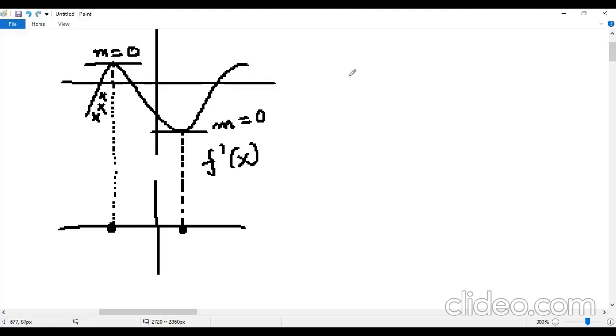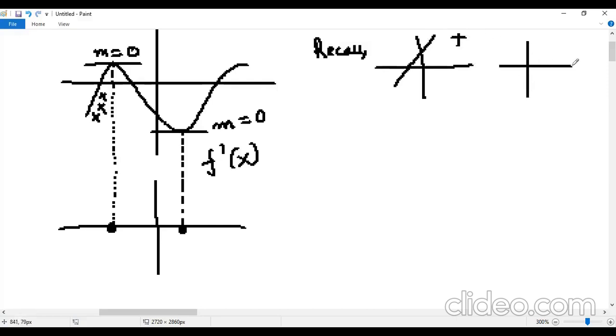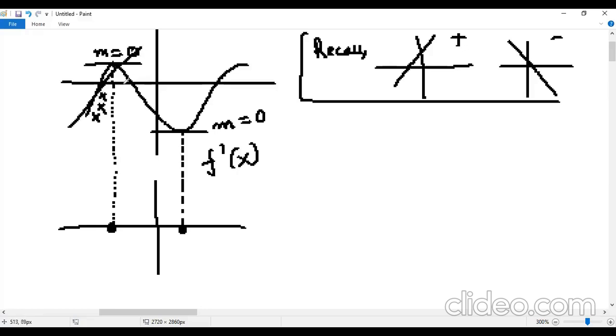I could draw any tangent line because you want to recall that anything of this form is positive sloped, and anything of this form, like if you're going downwards, is negative sloped. So we want to recall that idea here. And of course, this line matches this particular graph. So we're going to say that's a positive slope.